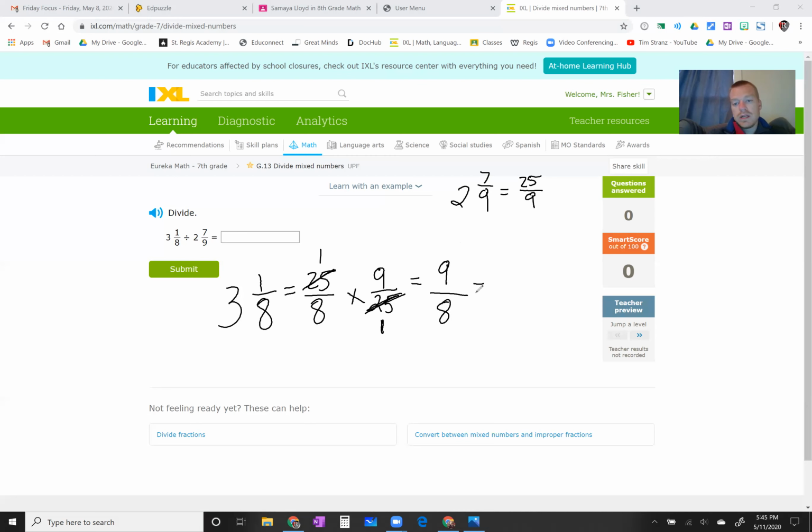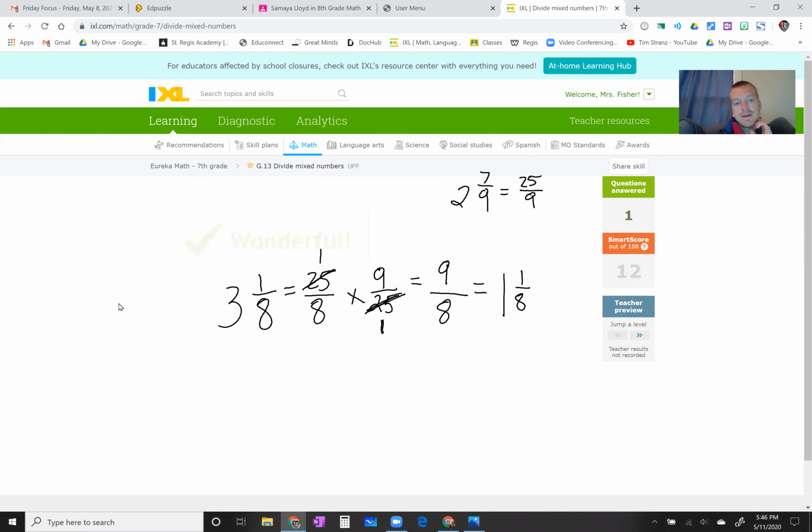I believe they want it in a mixed number though, so 9 over 8 is really 1 1/8, because 8 goes into 9 one whole time, and then there's 1 left over, so 1 1/8. All right, so let's type in here 1, and I'm going to do 1 space bar, so 1 in space 1/8. Make sure you put that space, otherwise you're doing 11/8. It's very important, right? So there you go.